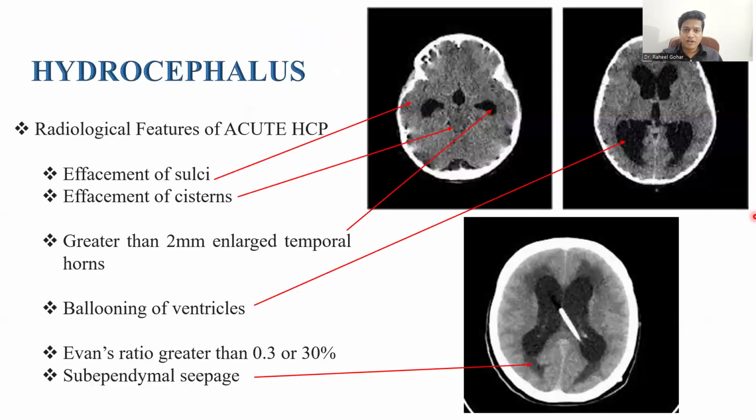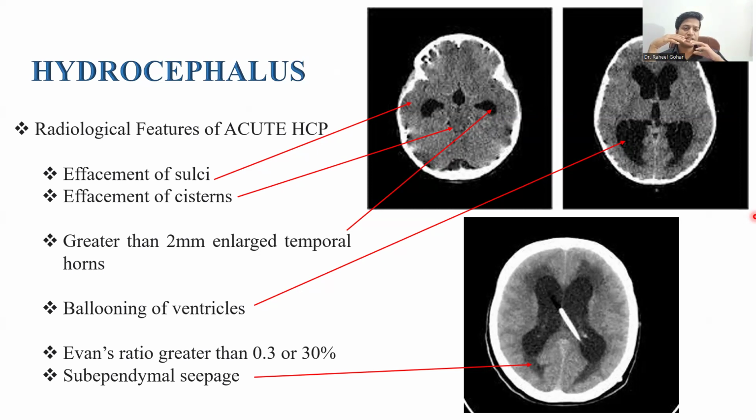Now moving forward, hydrocephalus. After discussing all the hematomas, traumatic as well as spontaneous, we are going to discuss hydrocephalus. This is very important. So what is hydrocephalus? It is abnormal accumulation of CSF inside the ventricles, and it is enlarging the ventricles.